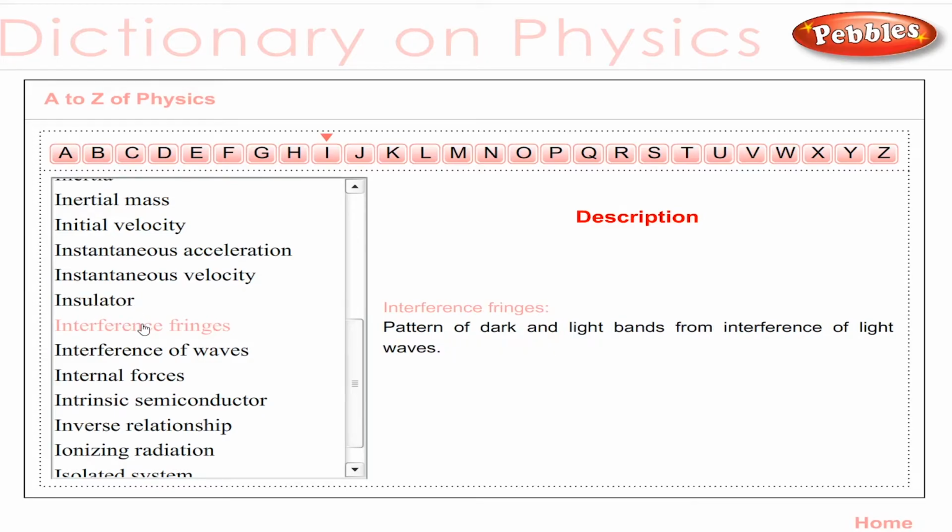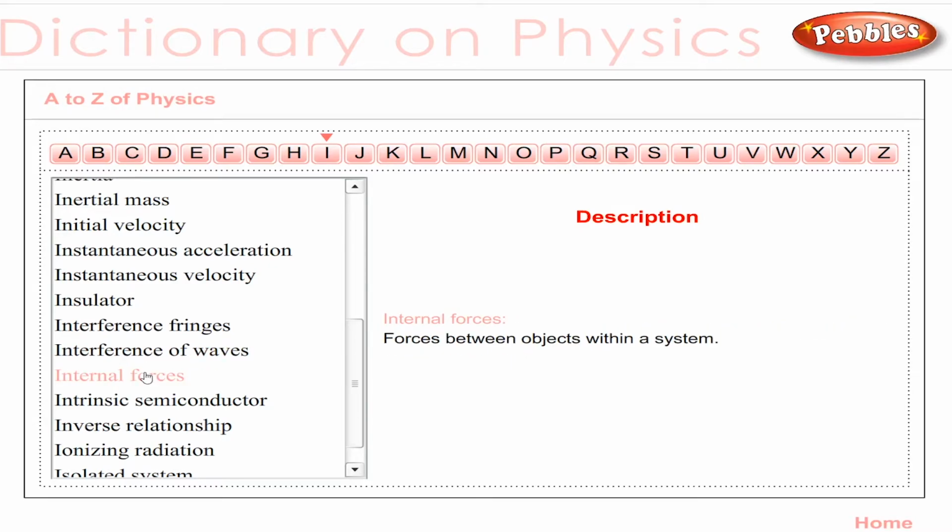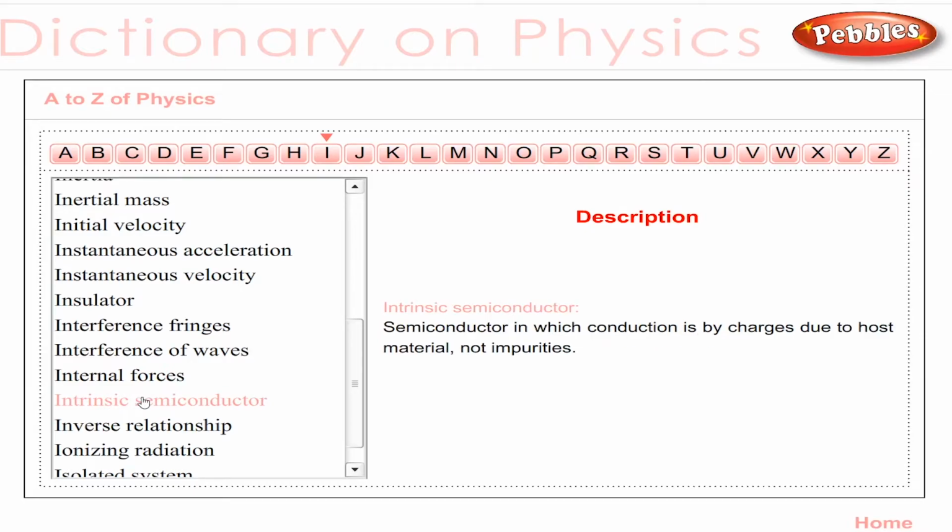Interference fringes. Pattern of dark and light bands from interference of light waves. Interference of waves. Displacement of two or more waves, producing either larger or smaller waves. Internal forces. Forces between objects within a system. Intrinsic semiconductor. Semiconductor in which conduction is by charges due to host material, not impurities.